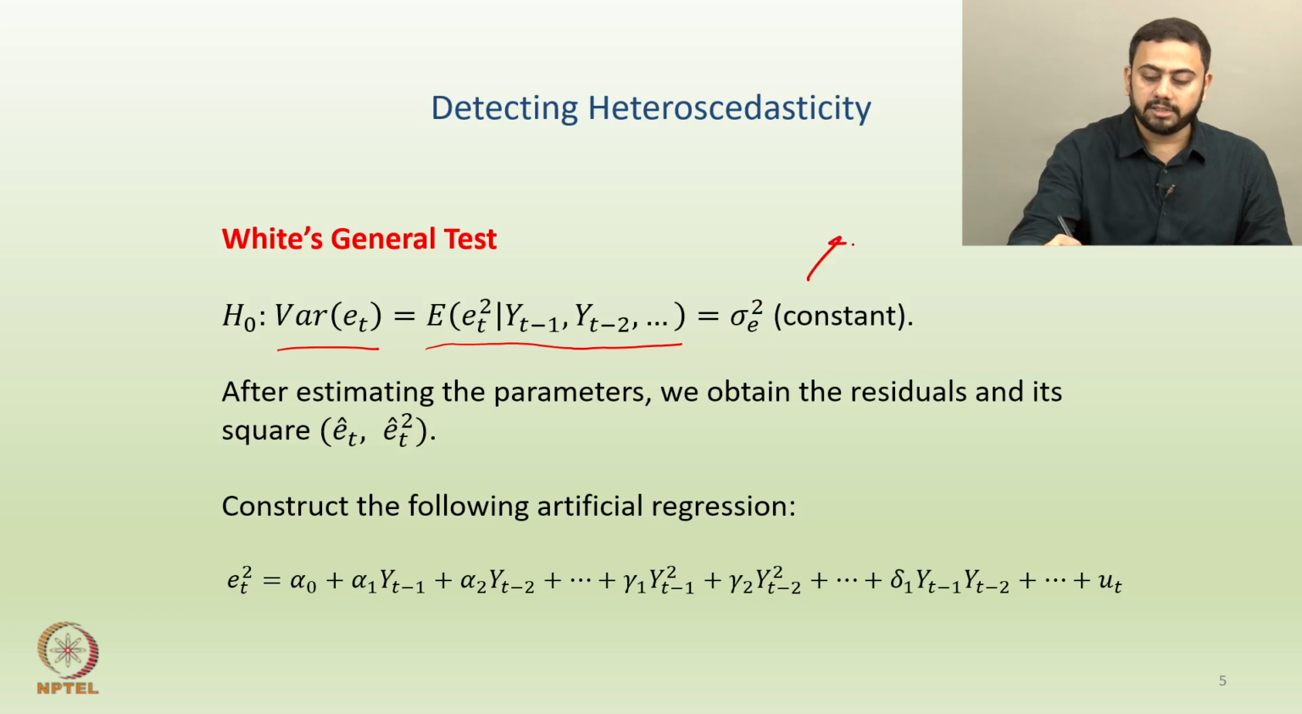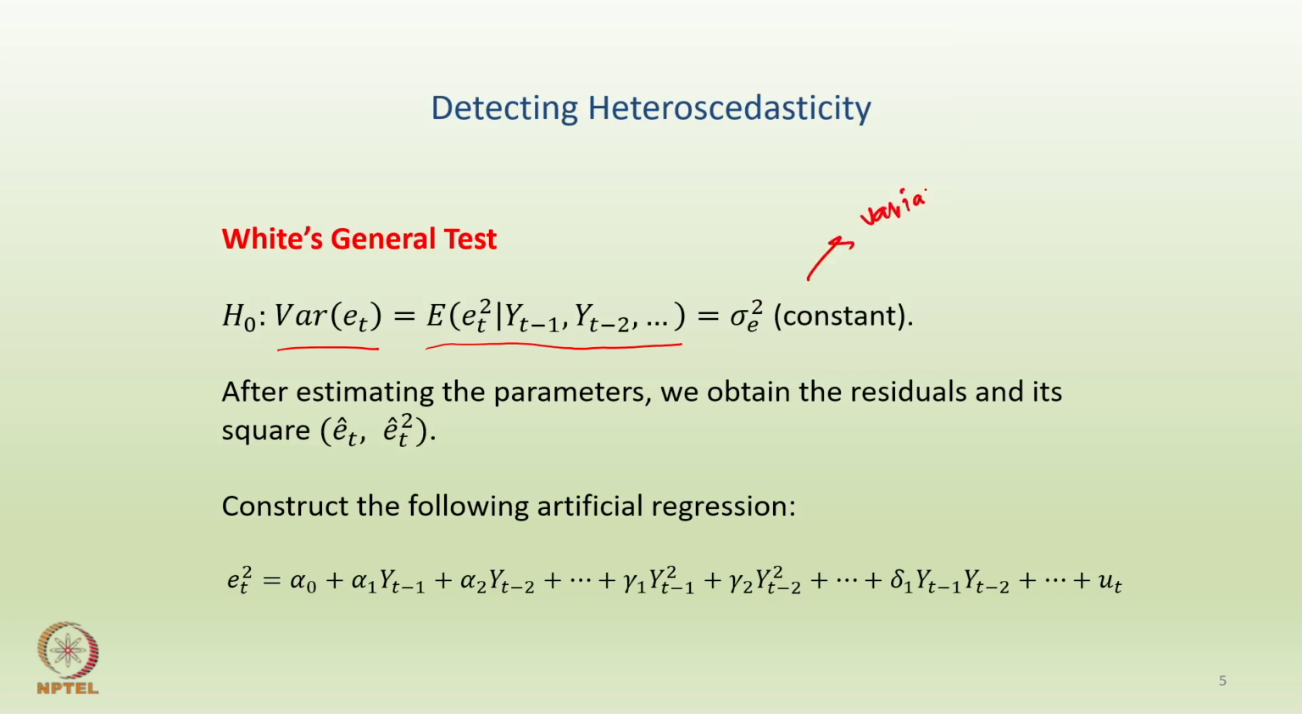So, in other words, this means that the null hypothesis is that the variance is constant. So, variance is not changing. Now, again here if you clearly see, we do not have any expectation of Et term, because expectation of Et is 0 as per the assumption. So, variance depends only on the expectation of Et square term.